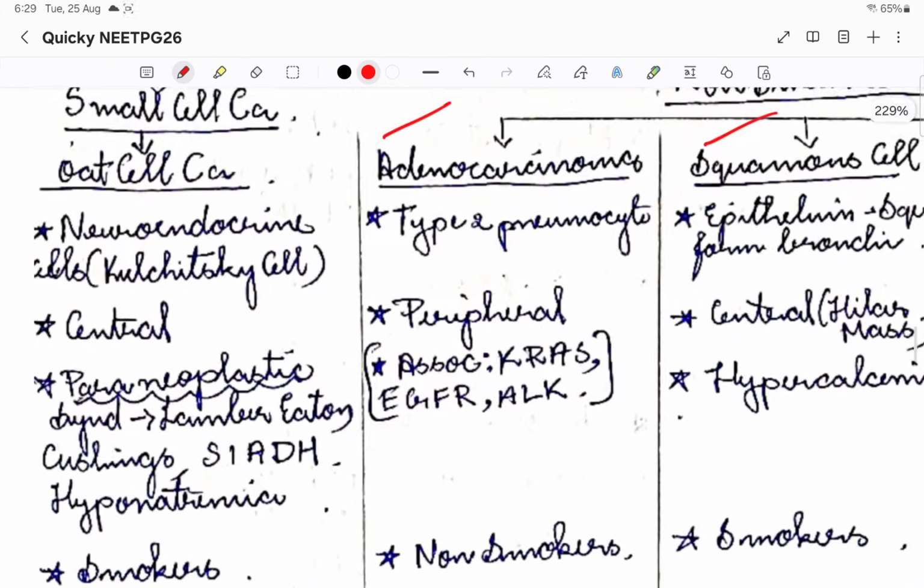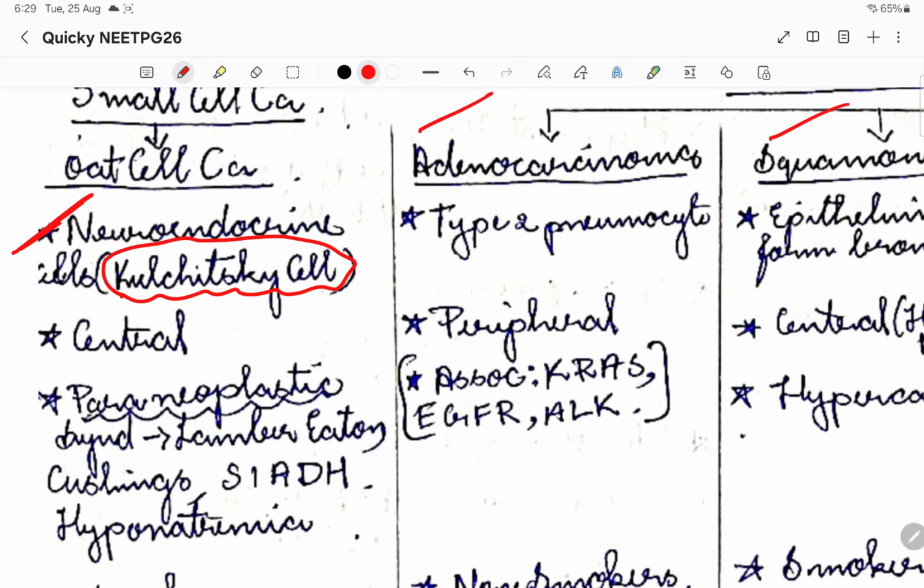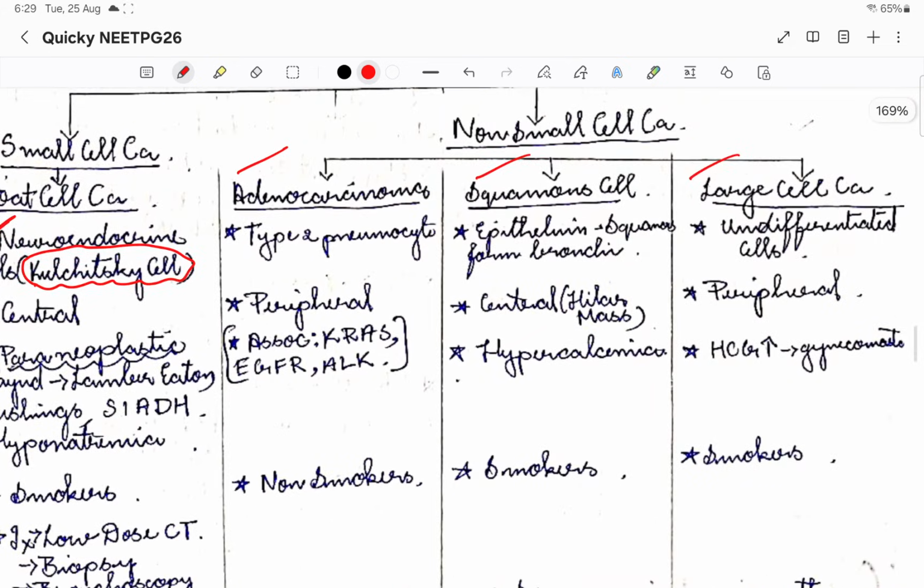In small cell carcinoma, it is the neuroendocrine cells that are affected. There is something called Kulchitsky cells in the lung. These are neuroendocrine cells which will mutate and cause the cancer. This is small cell carcinoma. Whereas if it is the type 2 pneumocytes, the surfactant producing pneumocytes, right? If the type 2 pneumocytes are affected, it is going to cause adenocarcinoma.